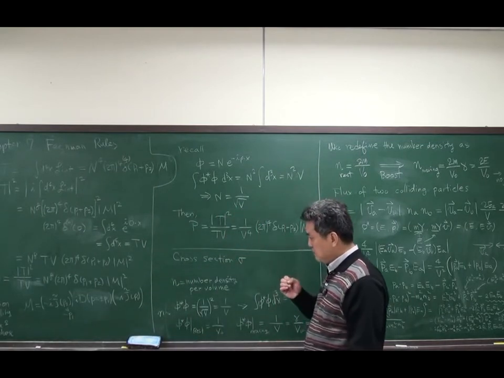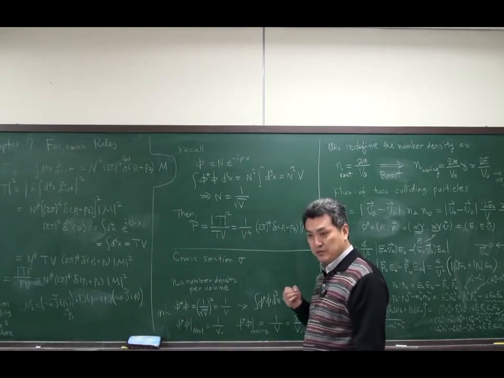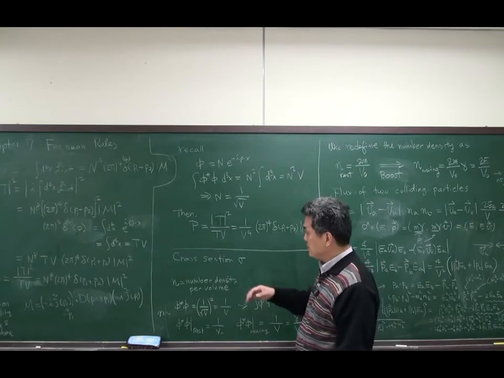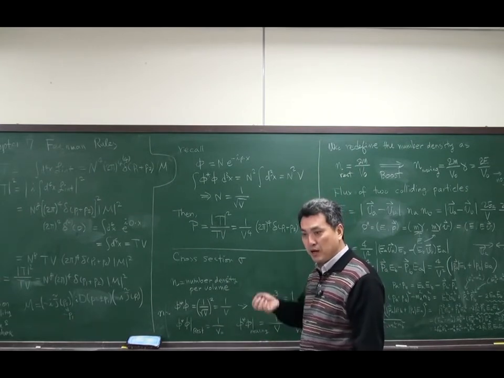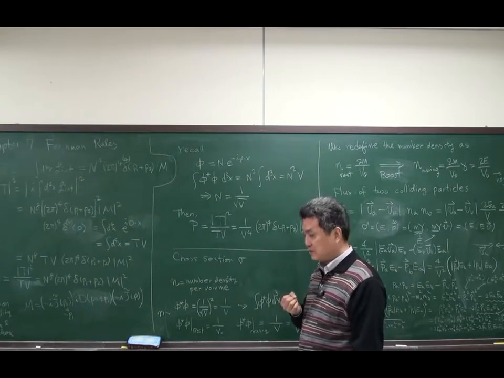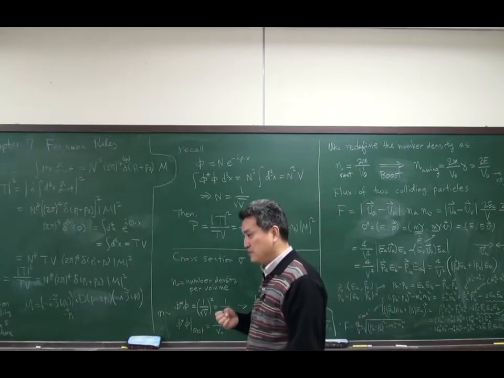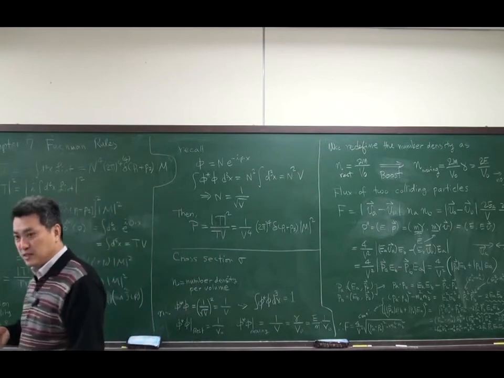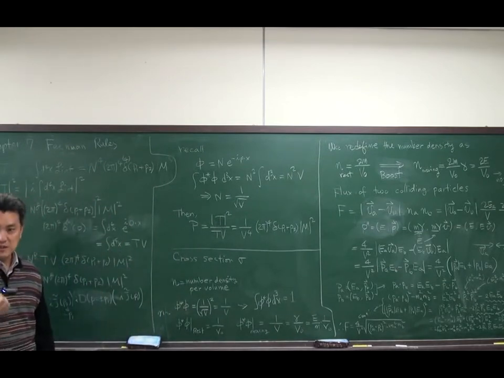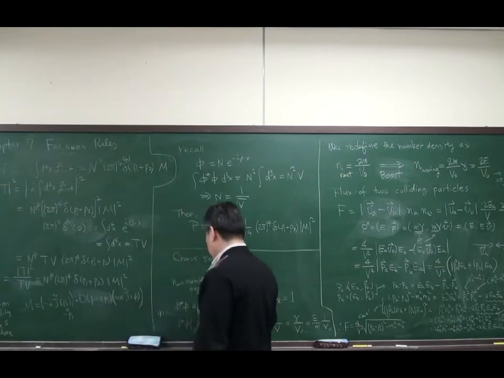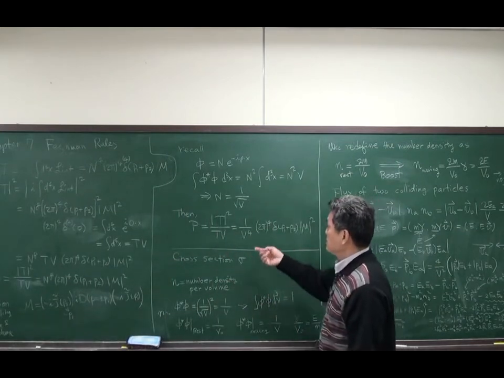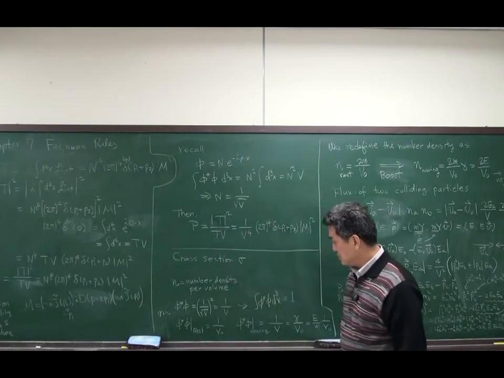So number density per volume is very important. Before we define cross-section, we need to know something about flux. Flux is number density times the velocity of an object, right? So why don't we compute the number density making use of this wave function?